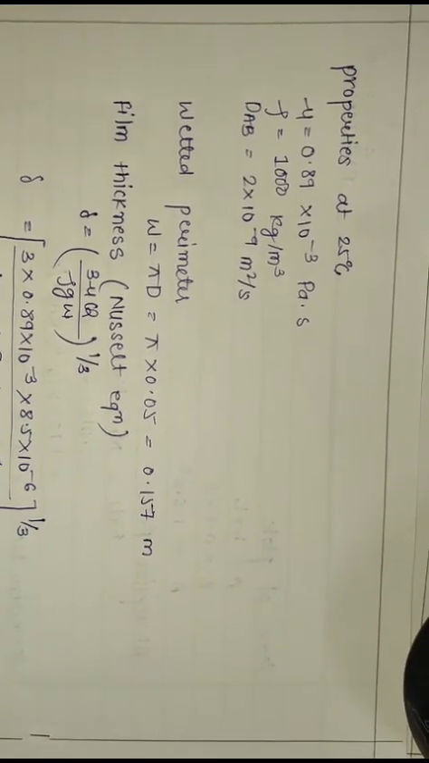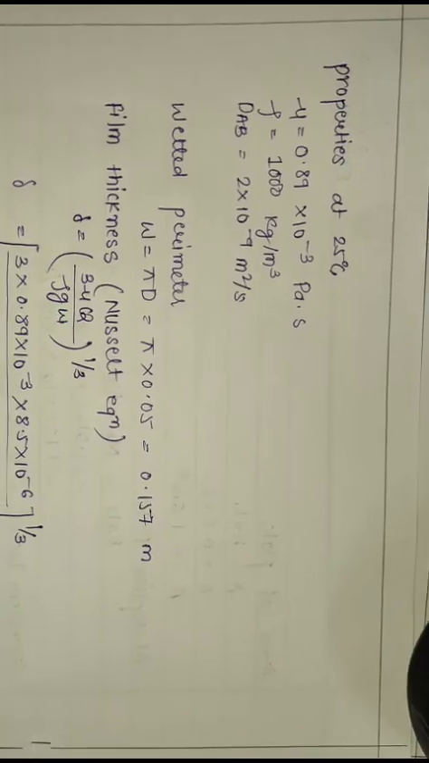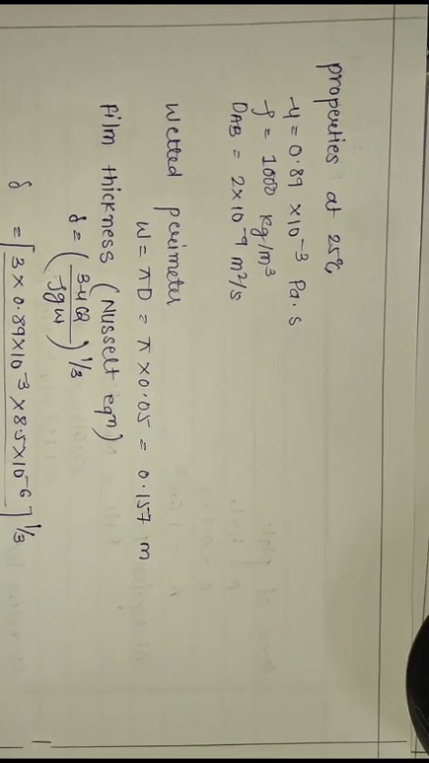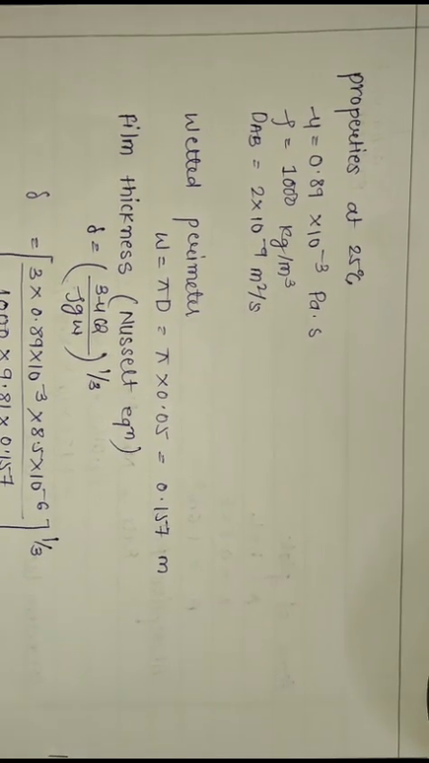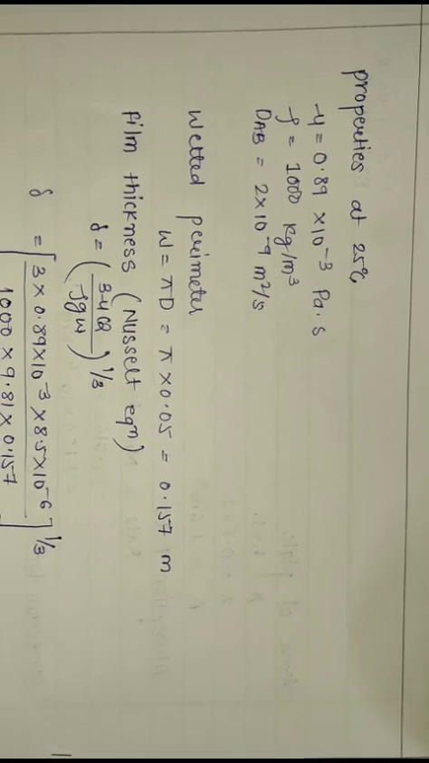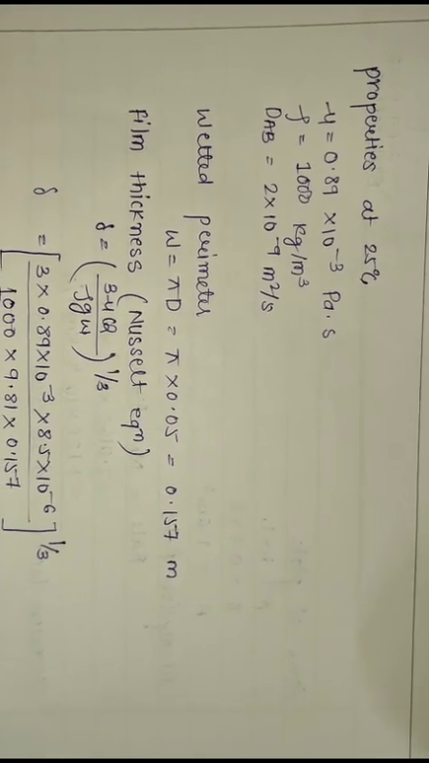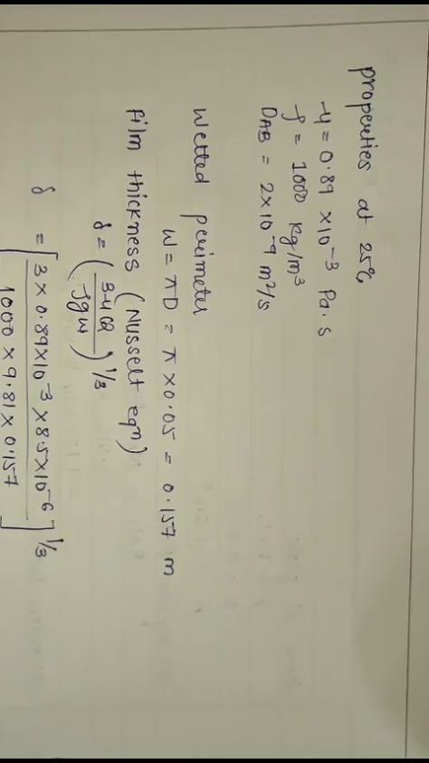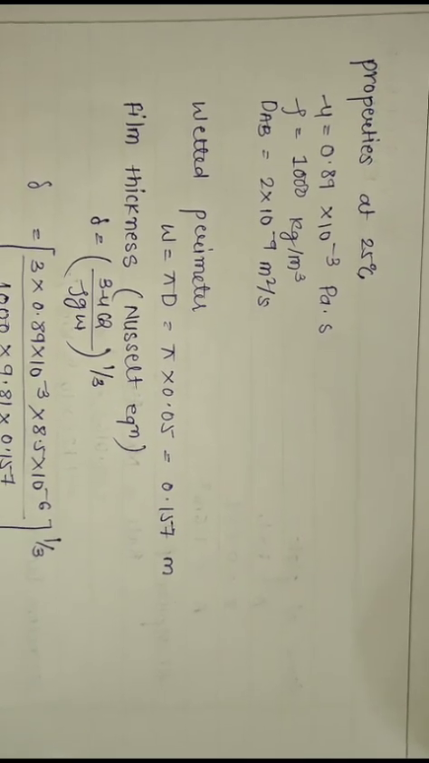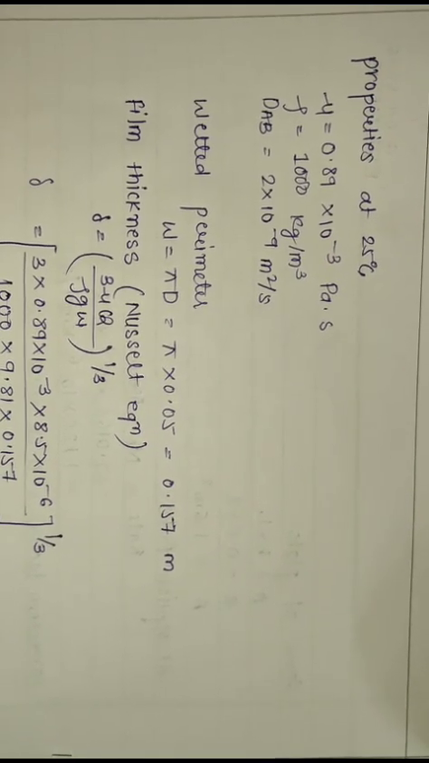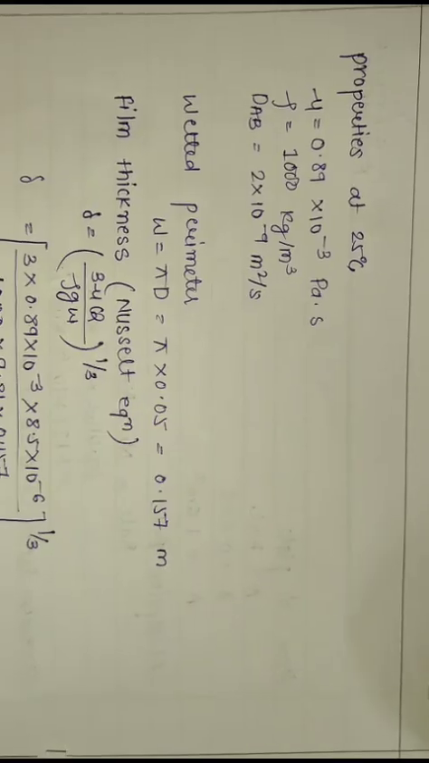Properties of water at 25 degrees Celsius, that is viscosity equal to 0.89 into 10 raised to power minus 3 Pascal second. Density of water equal to 1000 kg per meter cube. Diffusivity 2 into 10 raised to power minus 9 meter square per second.